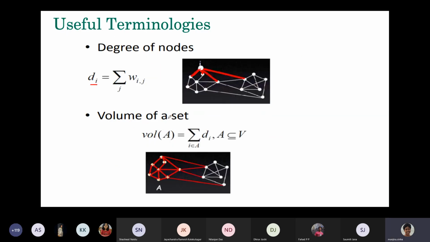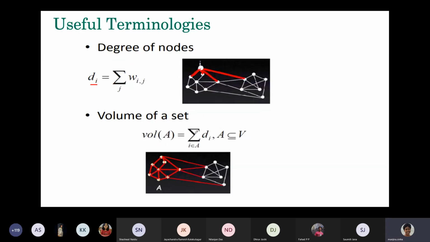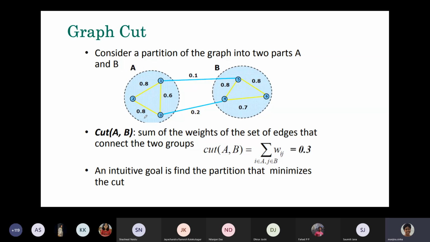So let us go back to this. The degree of di. What is the degree of the node 1? 0.8 plus 0.6 plus 0.1. The degree of the node 2 is 0.8 plus 0.8. The degree of the node 3 is 0.6 plus 0.6 plus 0.2. And then the volume of a set is the sum of the degrees of all the nodes belonging to the set. So it will be basically 2 into 0.8 plus 0.8 plus 0.6 plus 0.1 plus 0.2. Am I correct? Yes, ma'am.